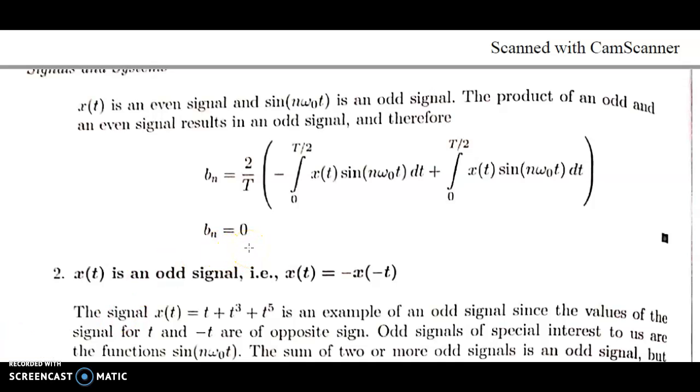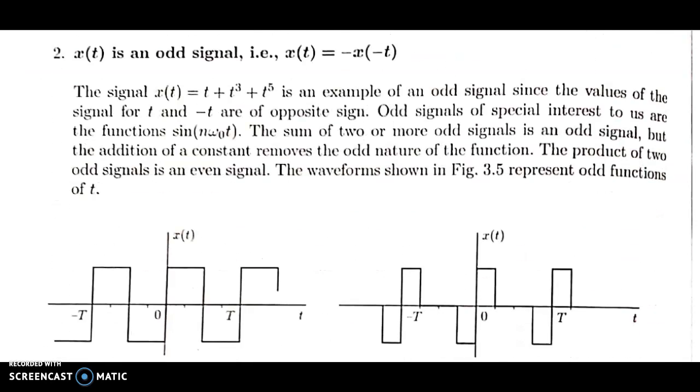So we have, when x of t is an even signal, the bn coefficient value is 0 and only a0 and an have values. So if we know this property and if you are asked to evaluate x of t, which is an even signal, you don't have to evaluate the entire bn, write the equation of bn and do the complete integration. You can directly write, for an even signal bn value is 0.